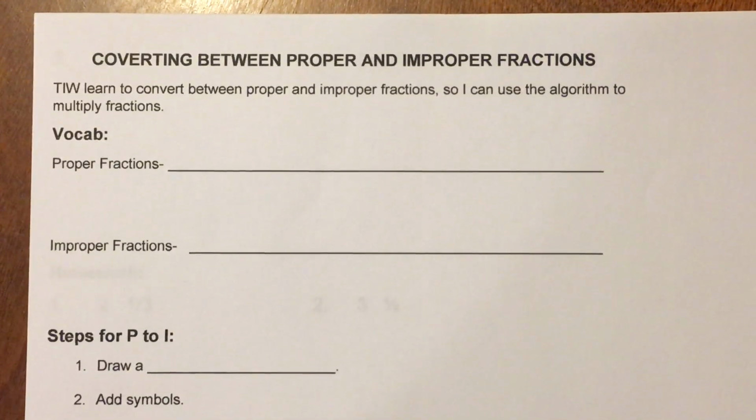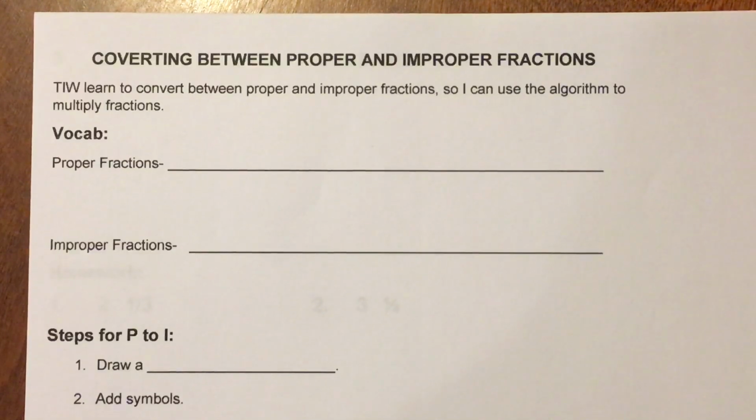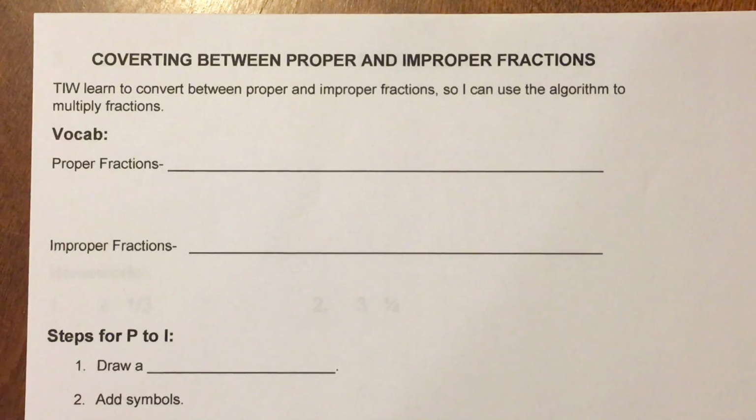Tonight's lesson is converting between proper and improper fractions. So our goal is to convert between proper and improper fractions so you can use the algorithm to multiply. This is not a main lesson, this is just a step to get us ready for a lesson. We did this when we added and subtracted. We had a borrowing lesson when we subtracted. So this is just a little quick lesson to get us ready for the real lesson.